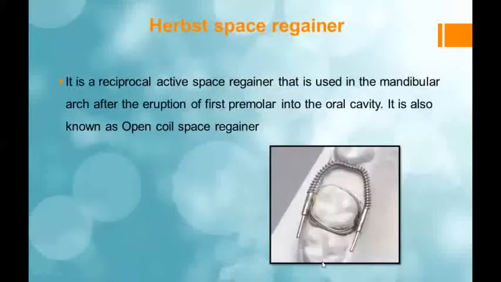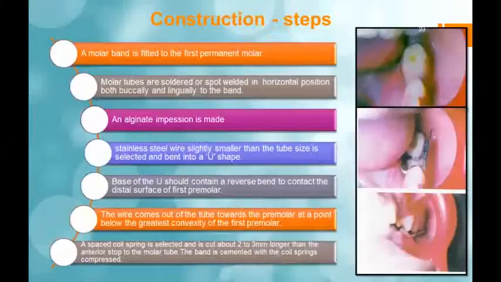Now the Herbst space regainer. It is a reciprocal active space regainer that is used in the mandibular arch after the eruption of the first premolar into the oral cavity, and it is also known as open coil space regainer.